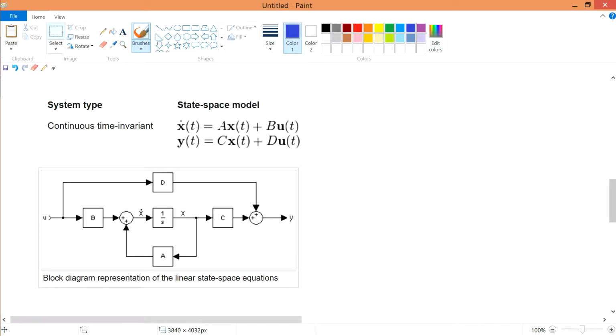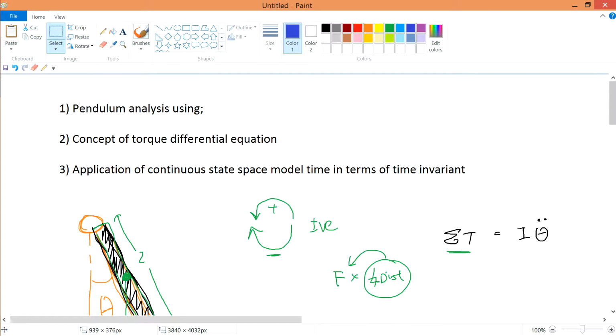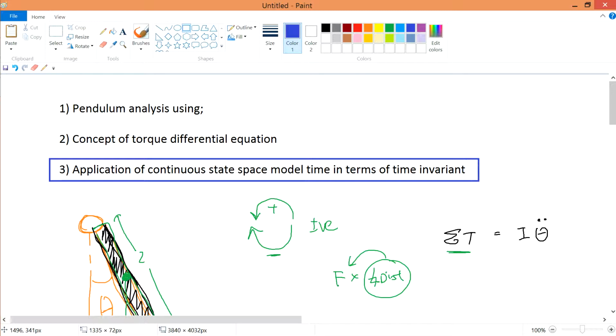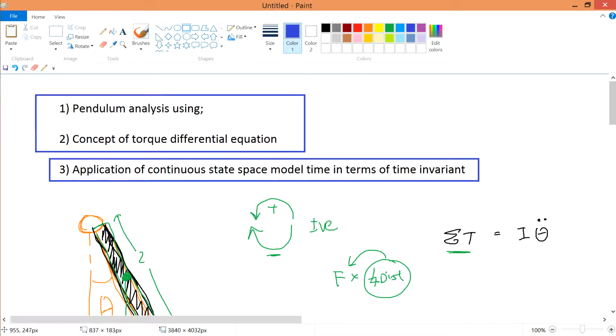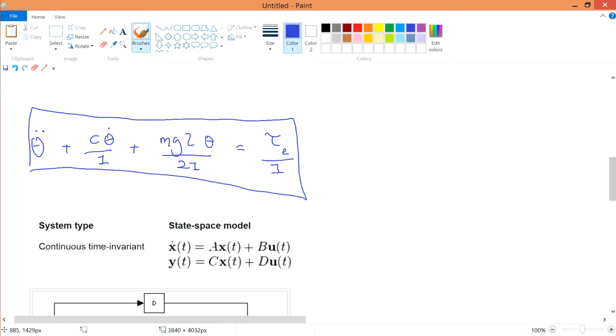In this video, we'll talk about how to apply the state space model to the differential equations that we have just derived in the previous video. What we are going to cover now is the third term. In the previous video we talked about these two. Now, the third one.